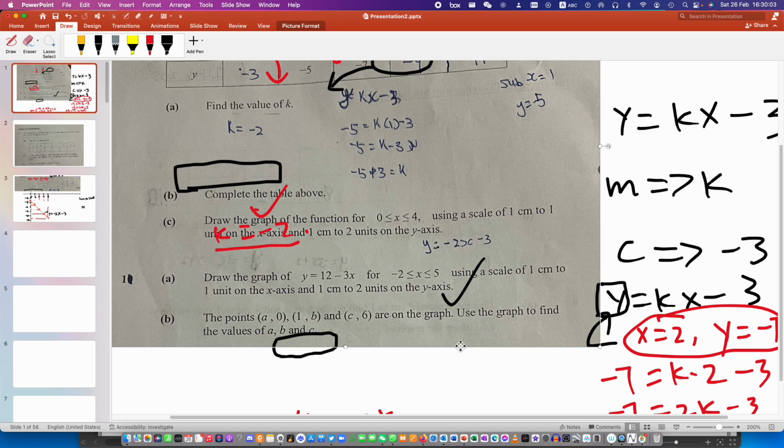Negative 2. X negative 2. From where to where? Negative 2 to 5. Tell yourself one more time. Negative 2 to 5. Where do you start from then? Negative 2. Go. One cm to 1. Go. Where's your first negative 2?